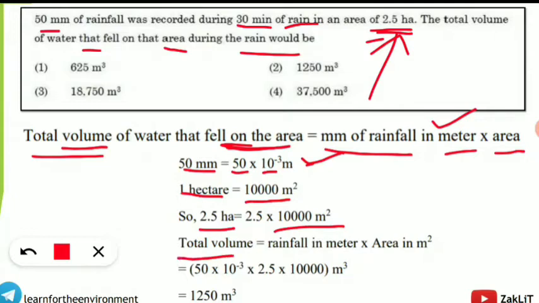So for the total volume, simply multiply the rainfall in meter by the area in meter square. So 50 into 10 to the power minus 3, the rainfall in meter, multiplied by the area, 2.5 into 10,000 meter square. Meter square into meter gives meter cube, that will be the volume. After doing all the calculation, we get the value as 1250 meter cube. That will be the answer, so option 2 will be correct in this case. Simple maths, I hope you are able to follow this. If you don't, you can ask me in the comment section if you have any doubt.